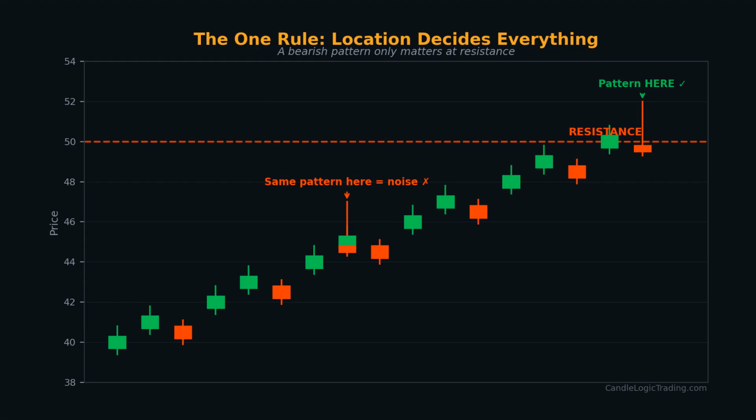If you see one of these patterns in the middle of nowhere, with price just chopping sideways, ignore it. It means nothing there. But if you see it where price has already run up a long way, where the trend is extended, where buyers are exhausted, or right at a level where price got rejected before, now you're paying attention. Now you have context. Now the pattern actually means something. This is what we call confluence, and it's the difference between guessing and trading with an edge.